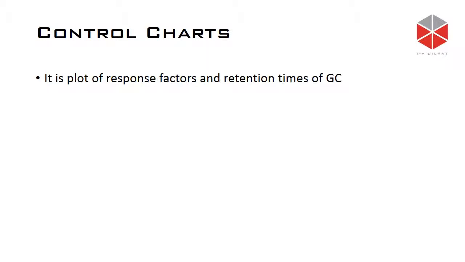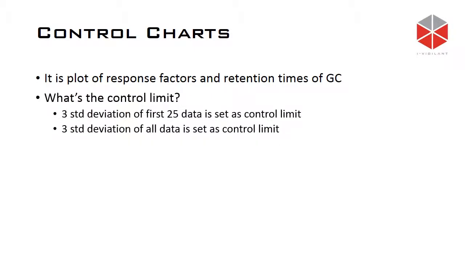The other thing that people do is the control chart. It's basically just a plot of response factor and retention time of the GC. So what's the control limit on the control chart? What people have been using as the limits is sometimes 3 standard deviations of the first 25 data points, sometimes 3 standard deviations of all data.